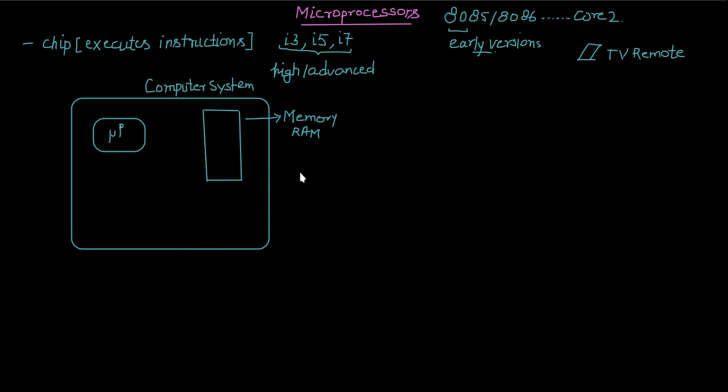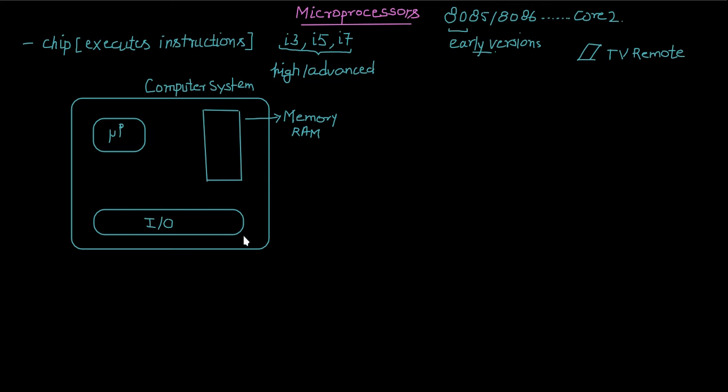There is another component, which is the hard drive or the input output devices. I'm going to draw another box, and this box represents input output devices, which are basically the devices which display something or which give some input to the microprocessor.